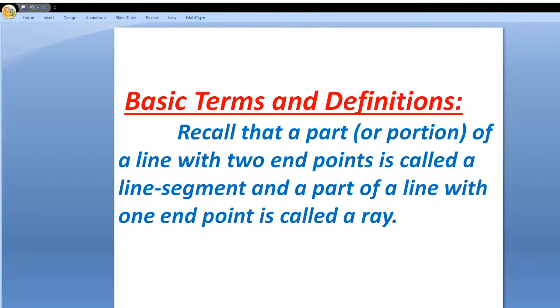This is an important part. Okay. Basic terms and definitions. Recall that a part or portion of a line with two end points is called a line segment, and a part of a line with one end point is called a ray. Okay.